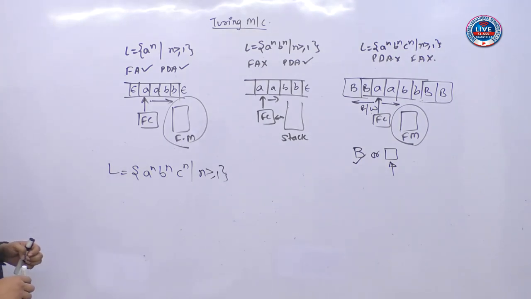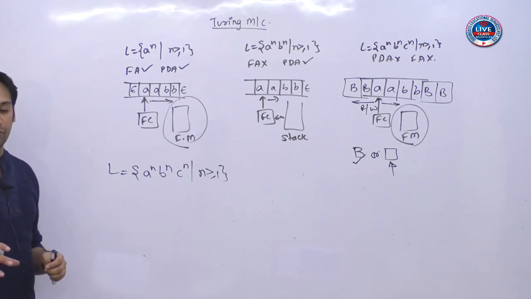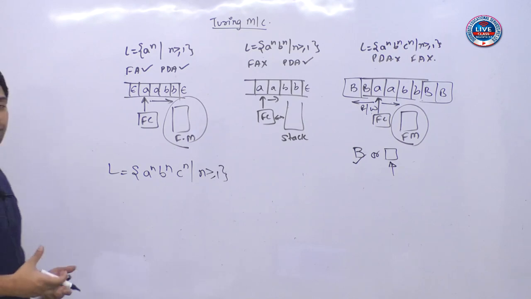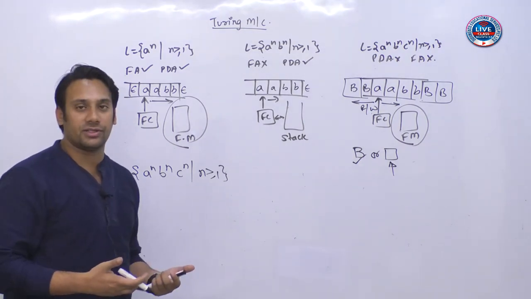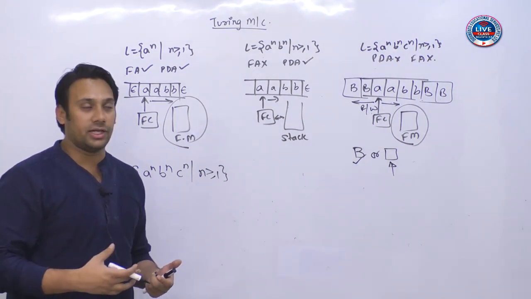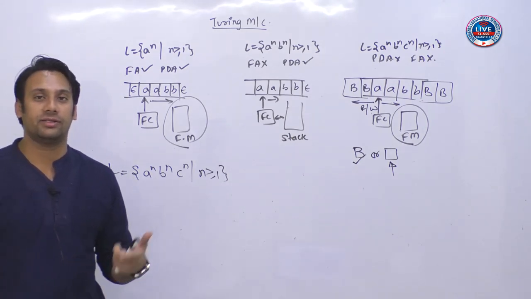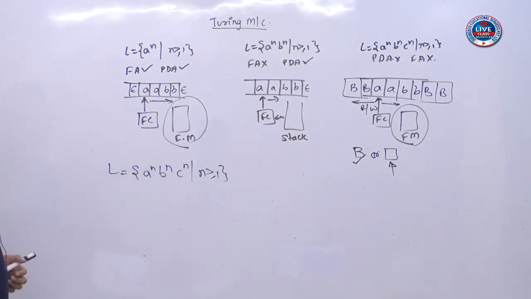See, Pratibha, that is a variation of a Turing machine. If you use two stacks, that becomes a queue. I'll come to that variation later on. Right now, I'm not discussing the variations. Right now, we are just trying to understand what exactly is a Turing machine. So whatever you are telling, that is a variation of a Turing machine.